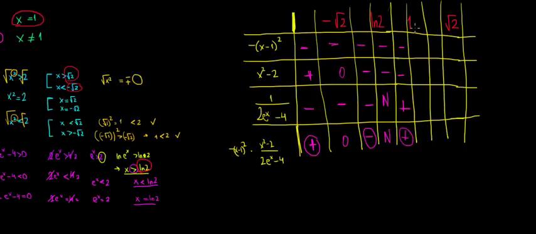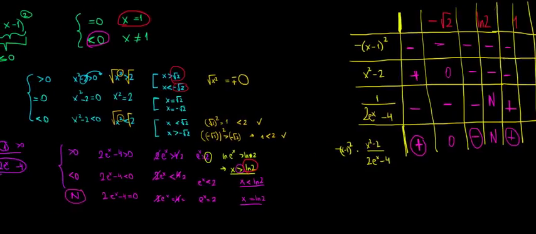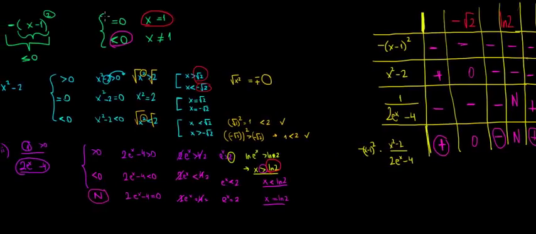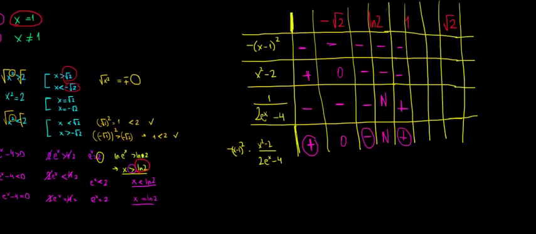What's the result at 1? Well, remember, when x equals 1 for the first term, the result would be just 0. So for the first term, we have 0. Now, 1 squared minus 2, that's 1 minus 2 is negative 1, so negative range. 1 divided by 2 times e to the power of 1 minus 4. 2 times e to the power of 1 minus 4 is a positive value. 1 divided by a positive value is a positive range as well. So we have 0 times anything will be just 0 at the value of 1.